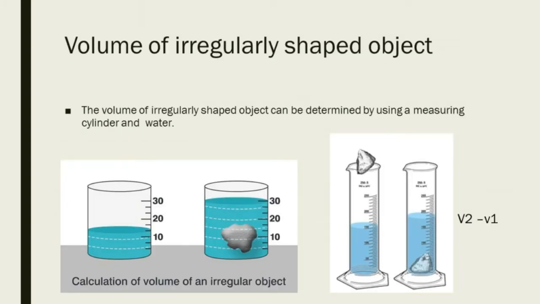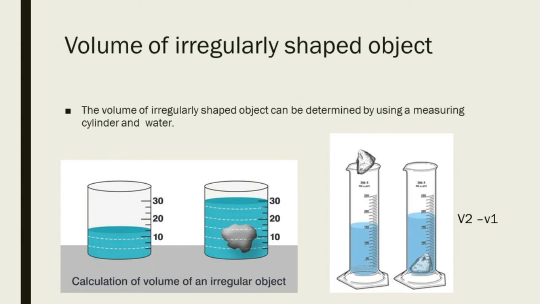Volume of irregularly shaped object. As we discussed earlier, there is no formula to determine the volume of an irregularly shaped object. But the volume can be determined using a measuring cylinder and water. Look at the picture. Note the volume of water from the readings of the measuring beaker. What is it? It is 10. Take it as V1. Now, put a stone into the beaker.